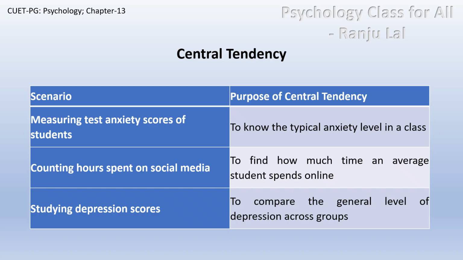Central tendency is a way to represent a group of values using one number that best shows what is happening in general. So, central value or central tendency is a single value that represents the center or typical behavior in a set of data. It's a key concept in psychological research.